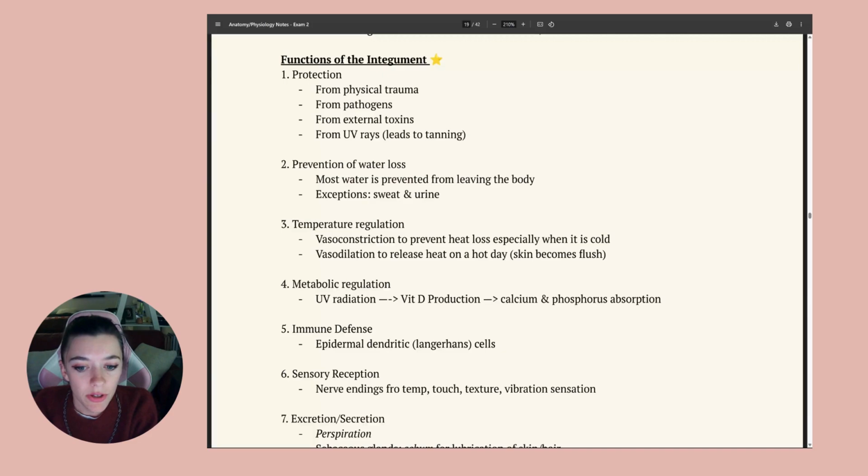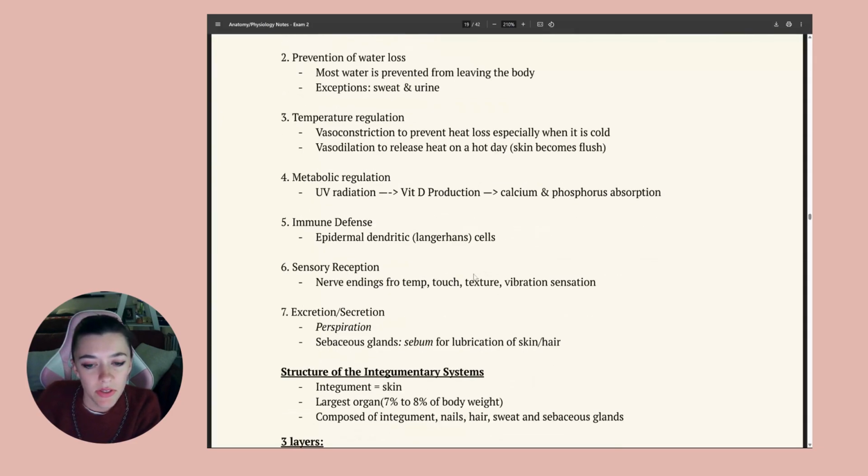All right, metabolic regulation. Honestly, I don't really understand this one too much, just a little bit. This is UV radiation, which in turn produces vitamin D, and that becomes calcium and phosphorus absorption. I'm not going to remember that one.